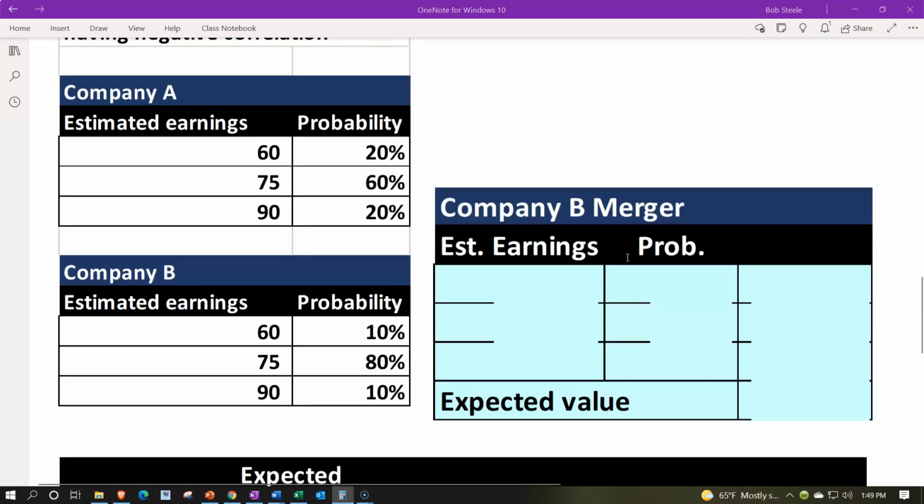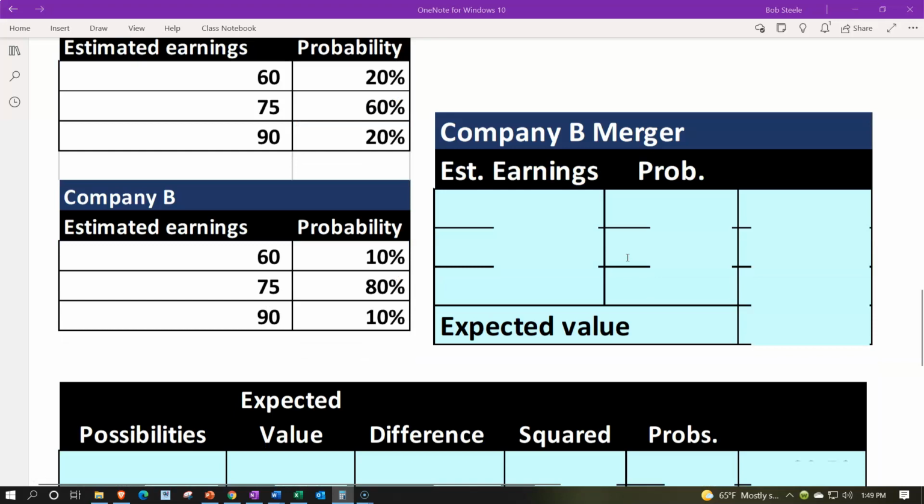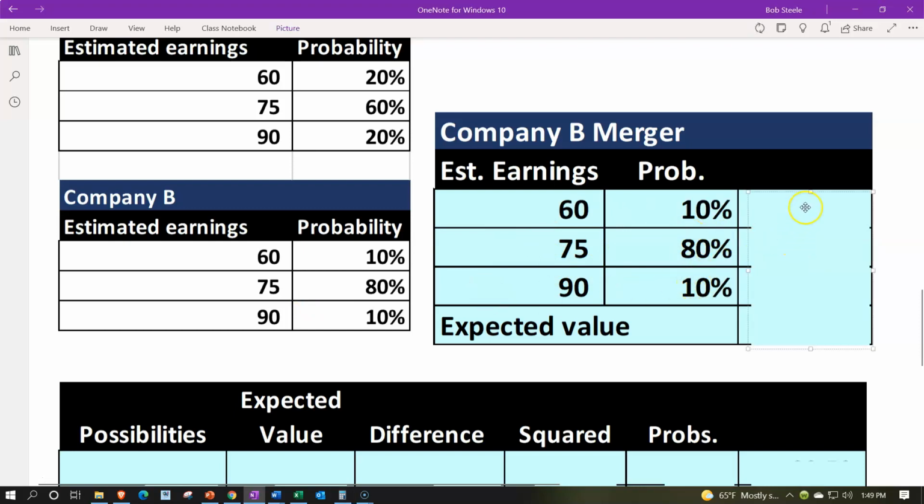So let's do the same thing for B. If they merge with company B, what would happen then? We're going to imagine the estimated earnings are the same here, the 60, the 75, the 90, but the probabilities are going to differ with B, meaning 10% at the 60. We think it's more likely that we're going to hit that 75, at 80%, and then the 90 at the 10% again. So same estimated earnings, different probabilities: the 10, the 80, and the 10, and then we just multiply that across.